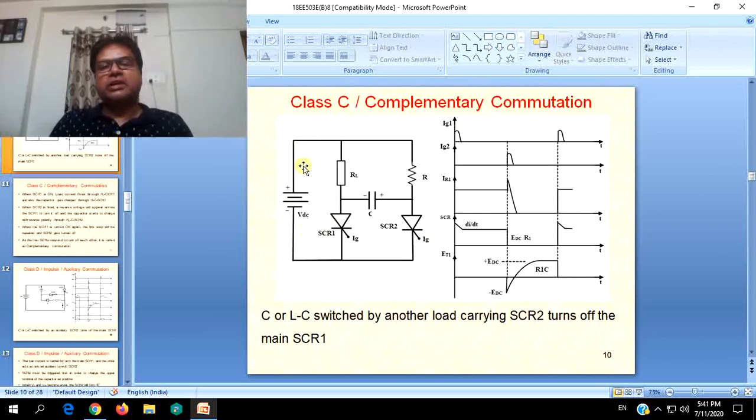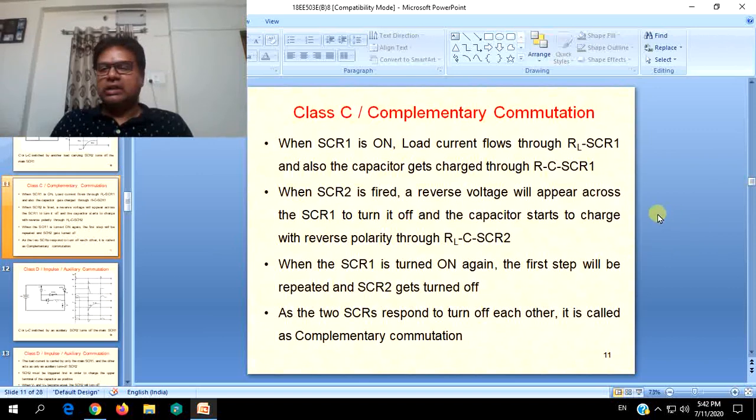Again the first condition prevails, where load current flows via RL and SCR1, and capacitor gets charged in the direction shown from the external resistance and SCR1. This is complementary commutation. As the two SCRs respond to turn off each other, it is called complementary commutation.